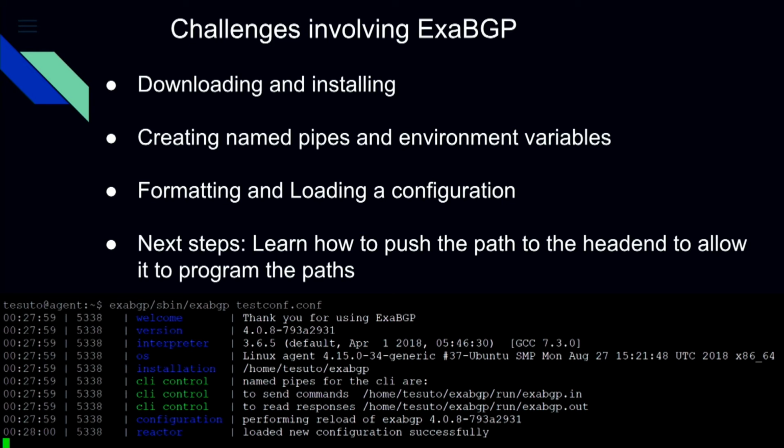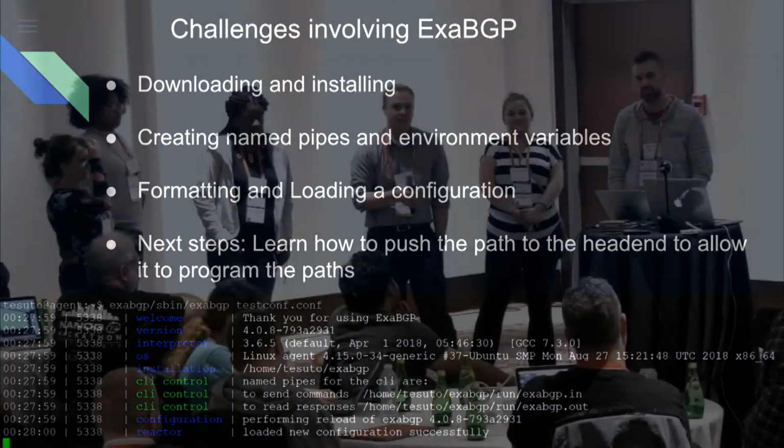So I worked on the ExaBGP part. Downloading and installing it in the dev environment was pretty simple, we just cloned it from Git. But we had to create the in and out files and the environment variables, also pretty easy. It kind of just told you what to do with the error messages. Where we struggled for 7 hours is to format and load the configuration the correct way, like a configuration that it can actually digest.